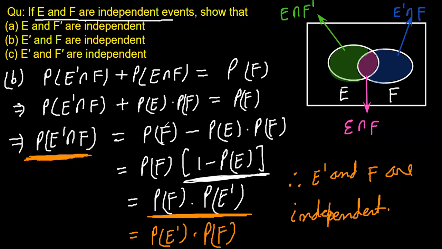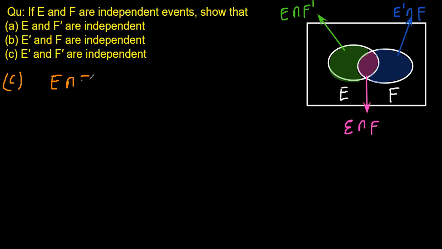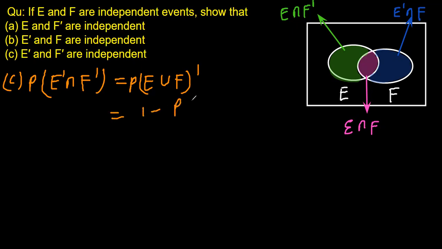Now let's start with the third one. E complement intersection F complement. According to De Morgan, it should be equal to the complement of E union F. Since we are talking about probabilities, let's write the probability of this should be the same as the probability of this. Now, the probability of the complement of any event is 1 minus the probability of that event.